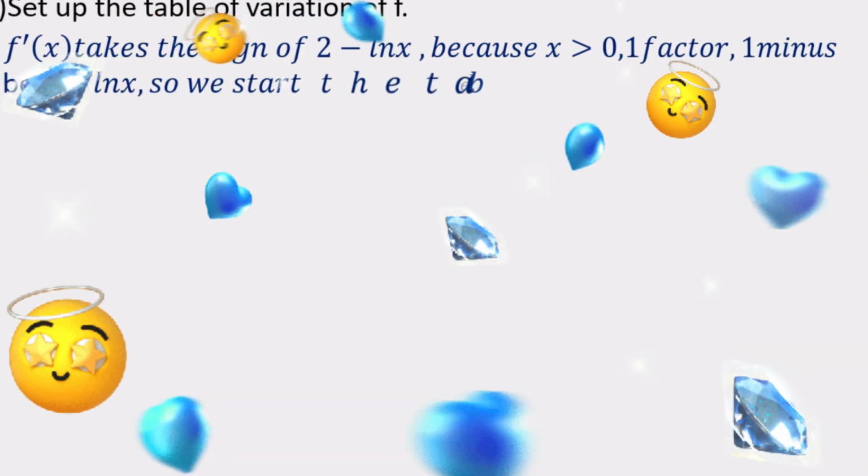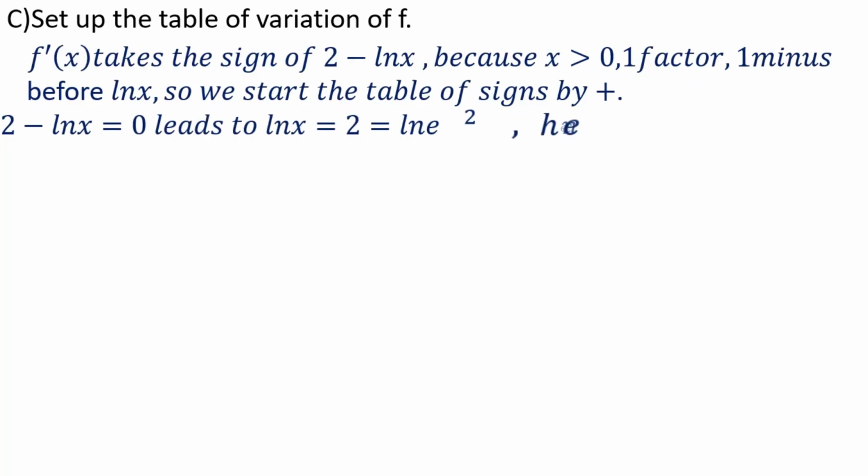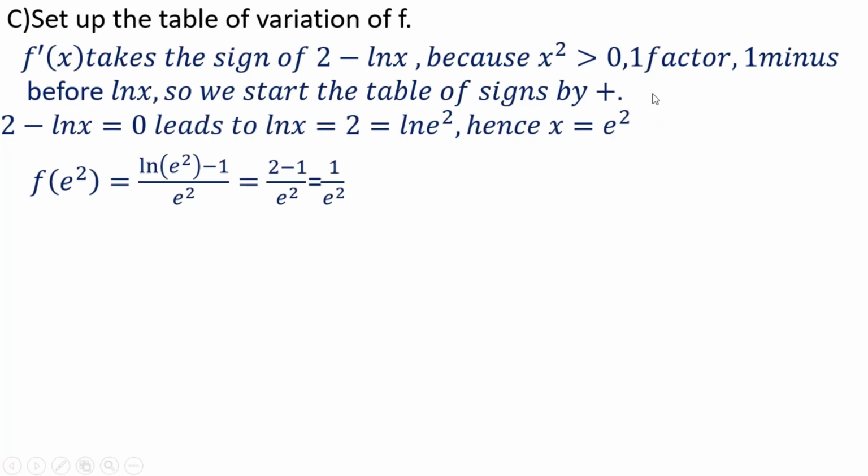Set up the table of variation of f. For f prime of x, take the sign of 2 minus ln x. How to study the sign of 2 minus ln x? We have one factor and one minus, so we start the table of sign by plus. 2 minus ln x vanishes at x equal e square.